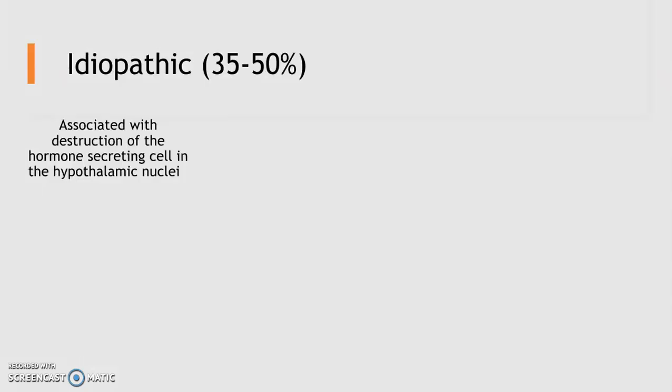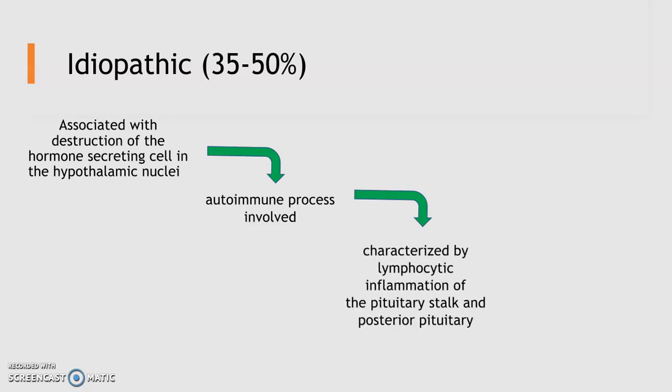So first off, it's idiopathic. That is related to 35 to 50% of the cases. This is associated with destruction of the hormone secreting cells in the hypothalamic nuclei, which involves an autoimmune process. It is characterized by lymphocytic inflammation of the pituitary stalk and the posterior pituitary gland. And this inflammation is due to a destruction of the target neurons.